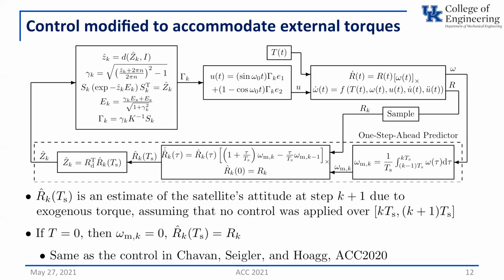The estimate R hat (kT_s) is then used to calculate the admissible control at the current time step kT_s. Note that if there is no external torque, then omega_mk, which is the mean angular velocity, is 0, and the estimate R hat (kT_s) is the same as the current attitude R_k, in which case this algorithm simplifies to the one in last year's ACC paper.